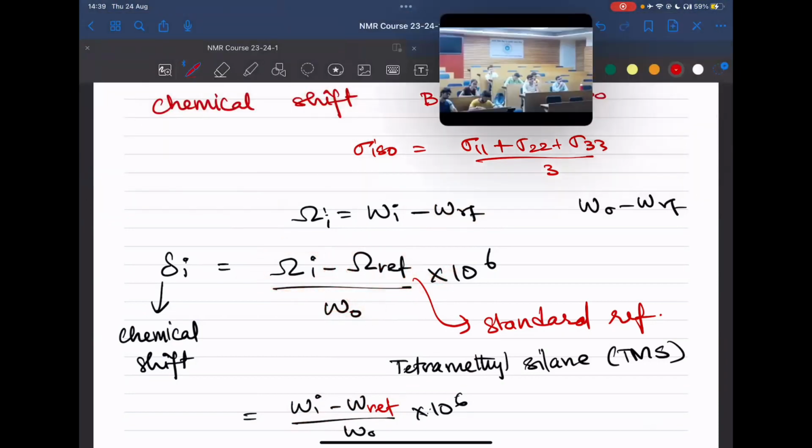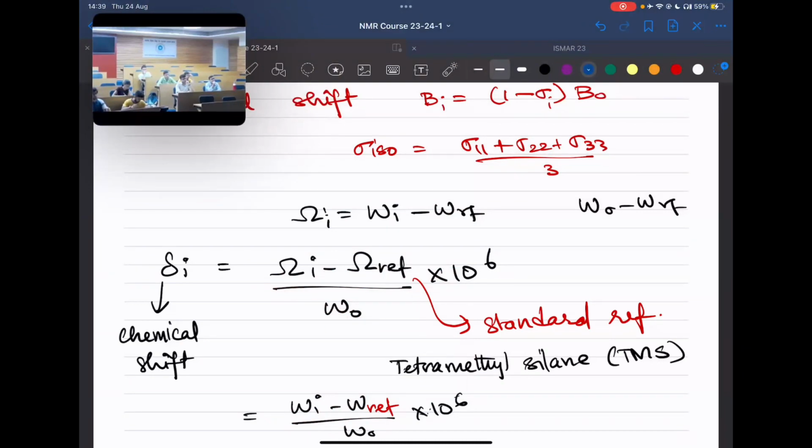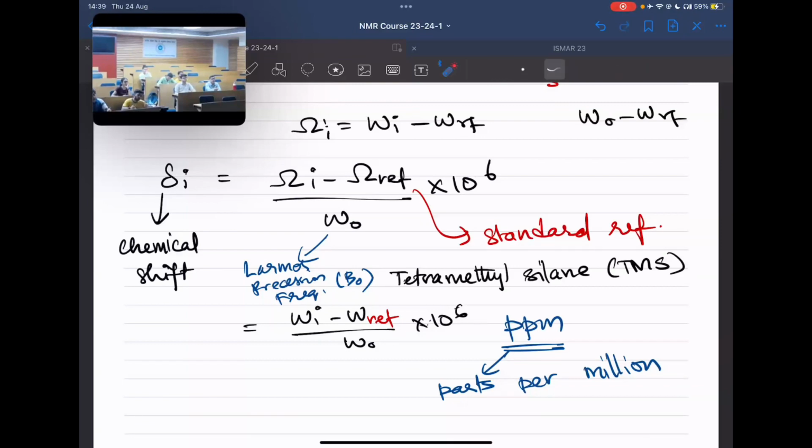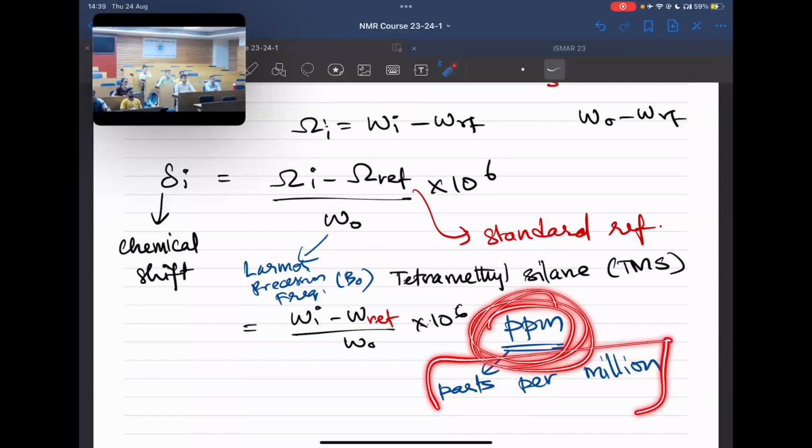And what is this omega naught here? The omega naught is the Larmor precession frequency at field B naught. Now let's try to understand what the units for this are. This is given in units called ppm, which is parts per million. Similar to the fact that the magnetic field gets defined in megahertz while conventionally it's done in Tesla, one should not get confused that ppm is a concentration unit.